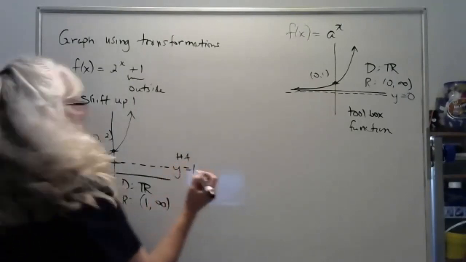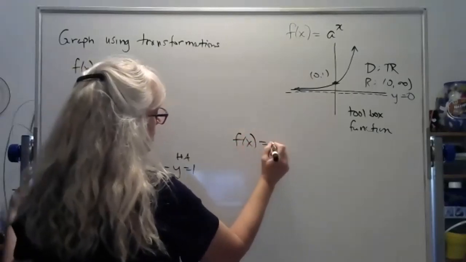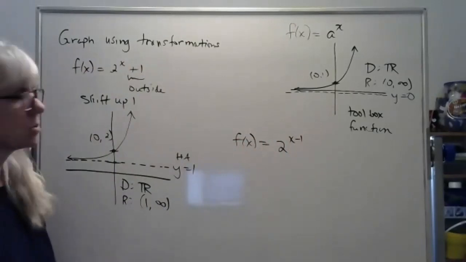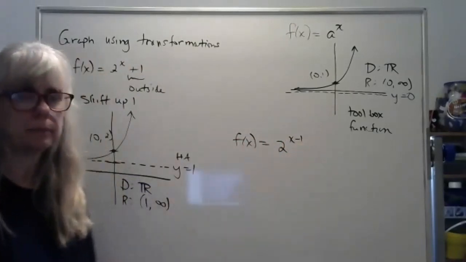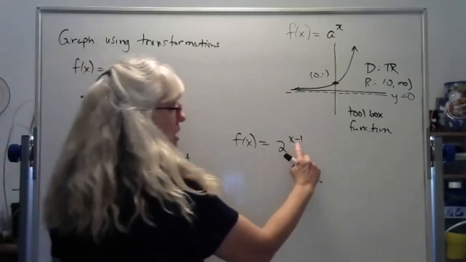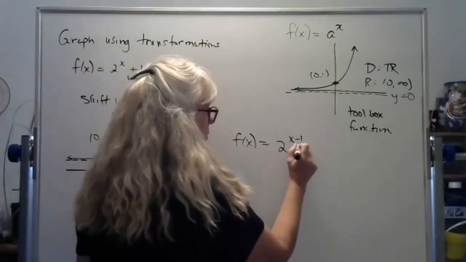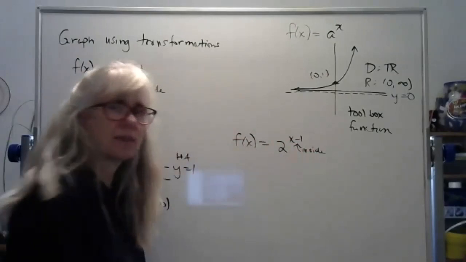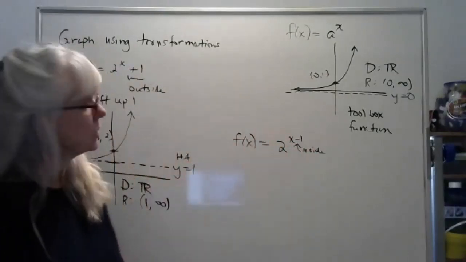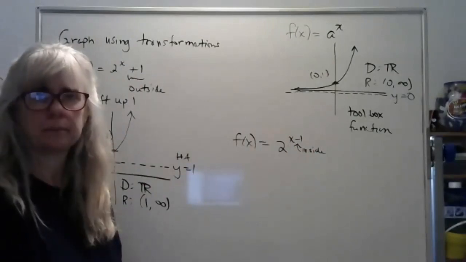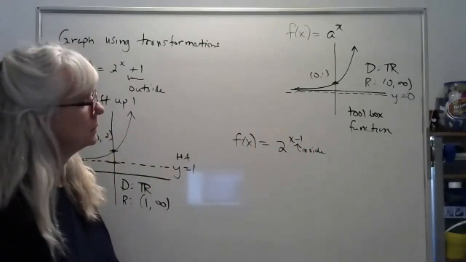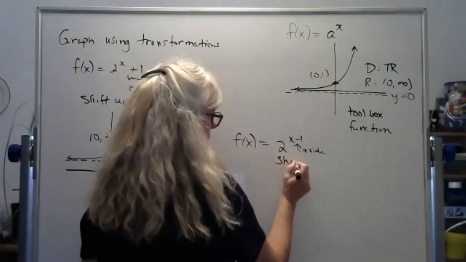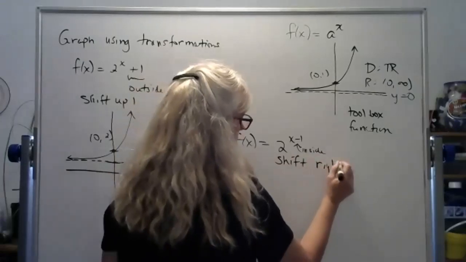Okay, well, what if we did f of x equals 2, and then inside the exponent, we're going to write an x minus 1. So 2 raised to the x minus 1 power. This time, our change is on the inside. So that is happening inside the function. And if it's inside the function, we know it does stuff in the x direction. So how are we going to shift it this time? We got to guess. To the right 1. Yep. We're going to shift it right 1.